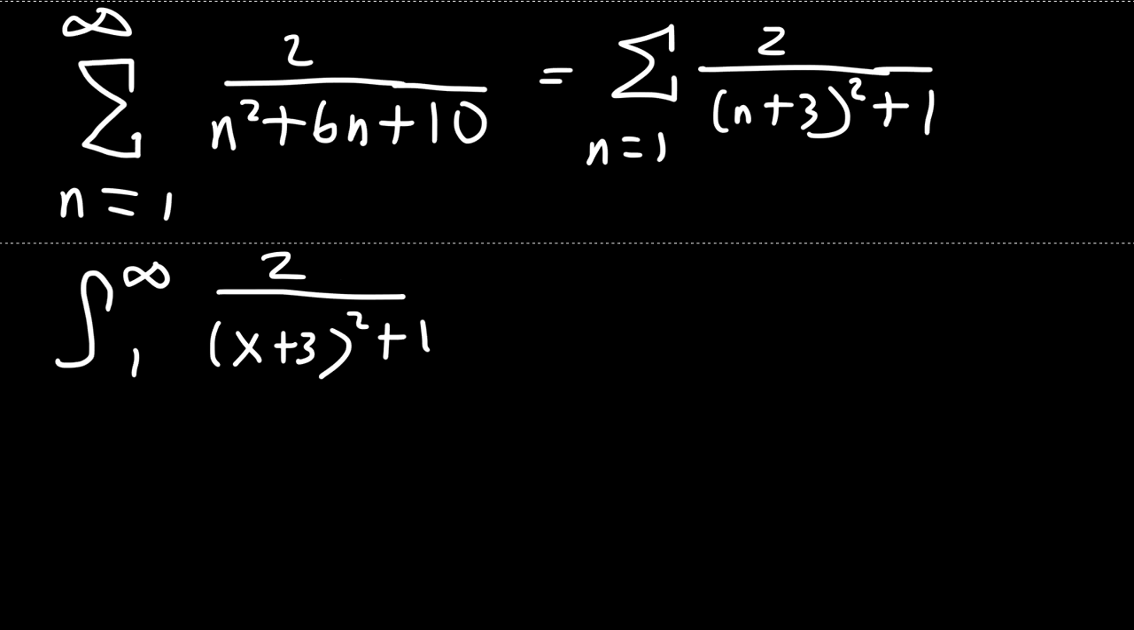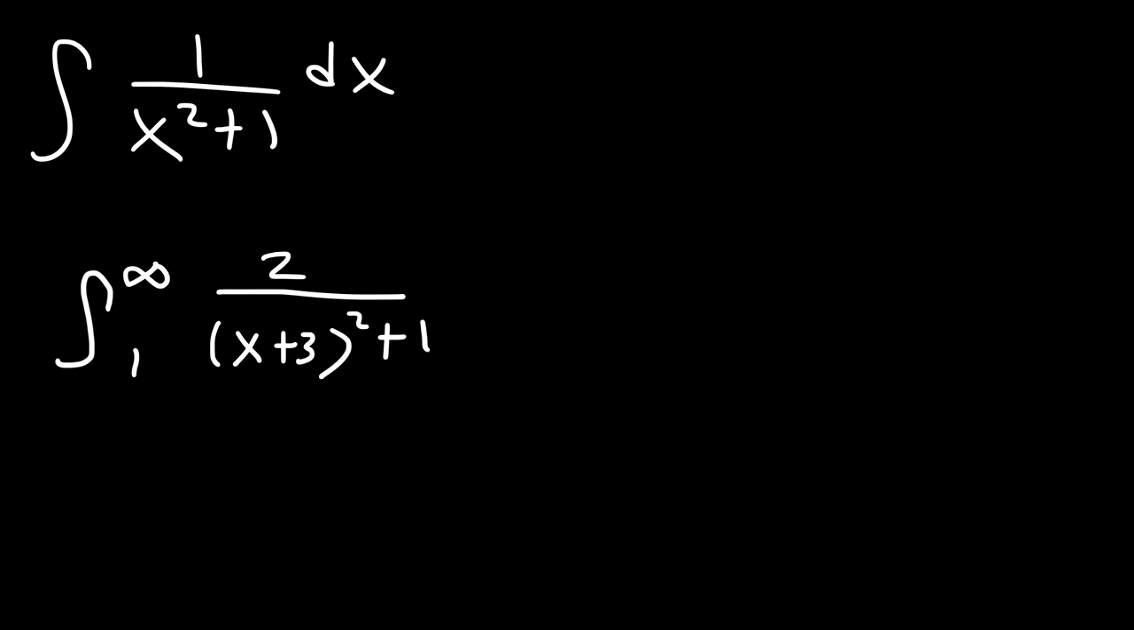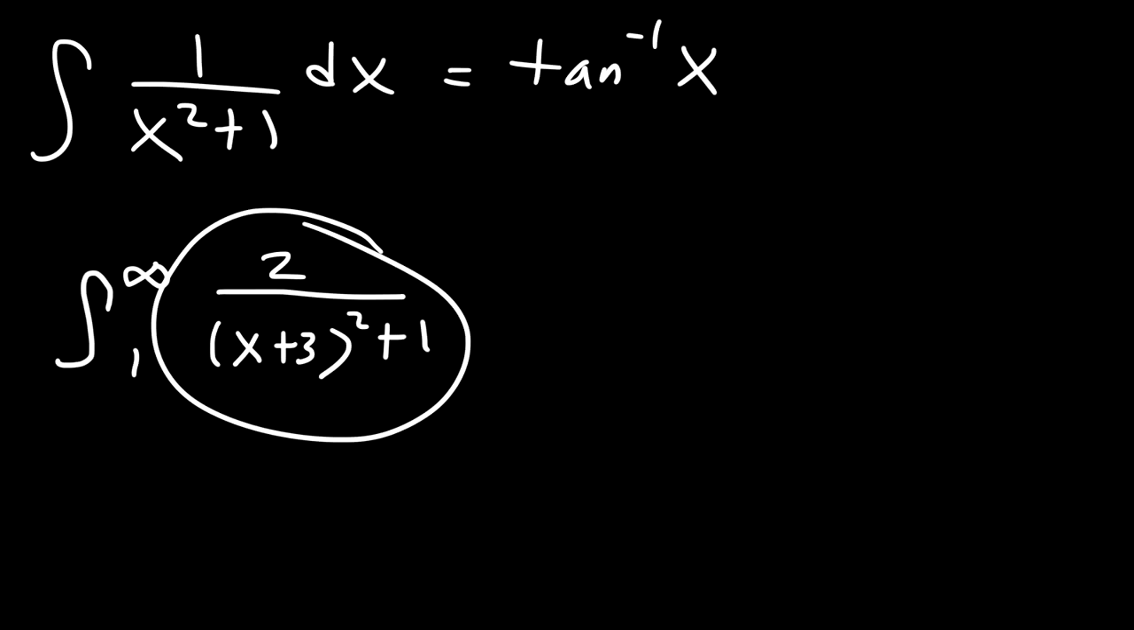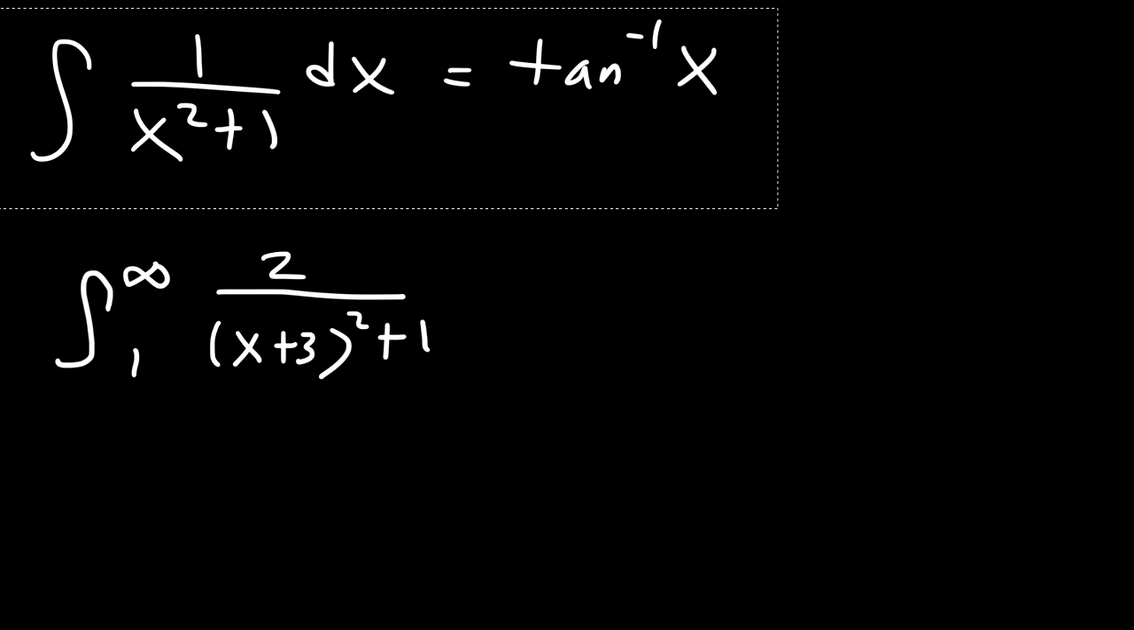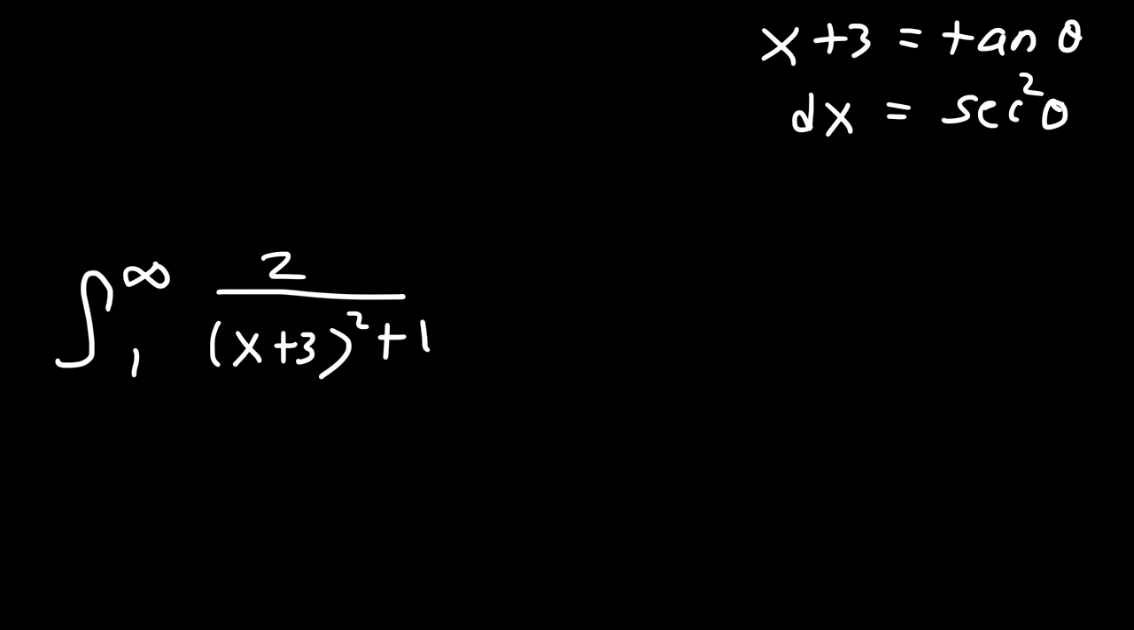For this problem, we need to use trig substitution. And if you see an integral with this generic expression, this is equal to arctangent of x. So this is going to be equal to something related to arctangent. So what we're going to do is replace x plus 3 with tangent theta. Now, if we differentiate both sides, we're going to get dx is equal to the derivative of tangent, which is secant squared theta times d theta.